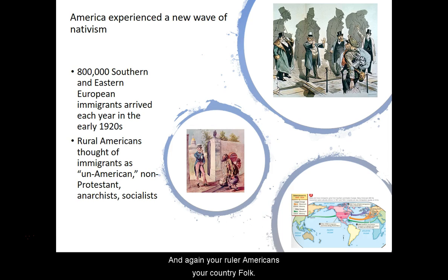And again, your rural Americans, your country folk, thought of these immigrants as un-American, non-Protestant, anarchist, and socialist. Anarchy is a lack of government, a lack of control. If things are in anarchy, they're just going crazy. And a lot of the people that are coming to the United States aren't anarchists, and they're not trying to take away the American social norm. They're doing the same thing in the 1920s they were doing in the 1890s. They're escaping religious persecution or wars or things that are happening in their home country. And they're coming here mostly to get jobs, to have a better life.